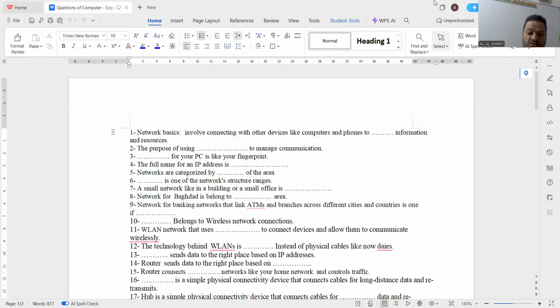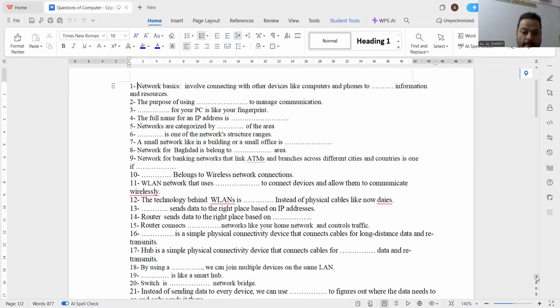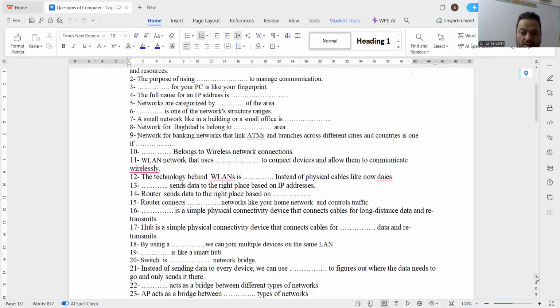Sends data to the right place based on IP address. What sends the data in the network depending on IP? Router sends data to the right place based on IP address. Router sends data based on the same statement. I can produce from it two points. Okay, you can benefit from this way. Router connects something networks like your home and controls traffic.